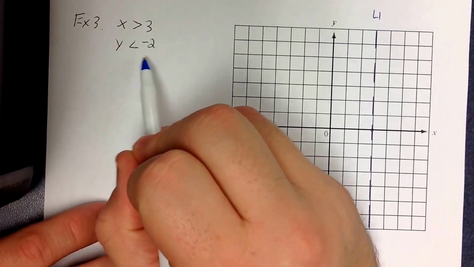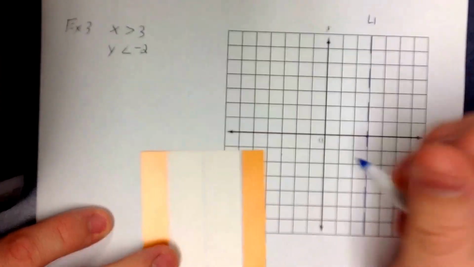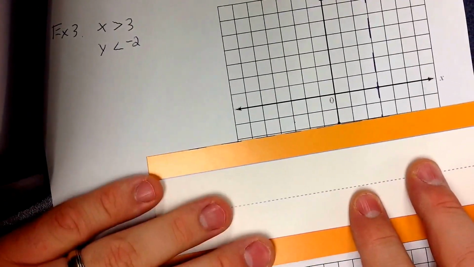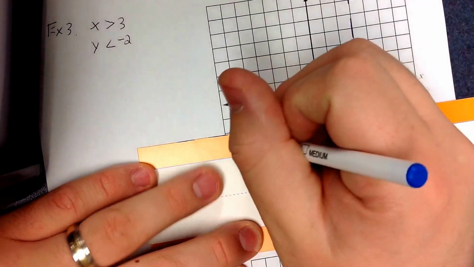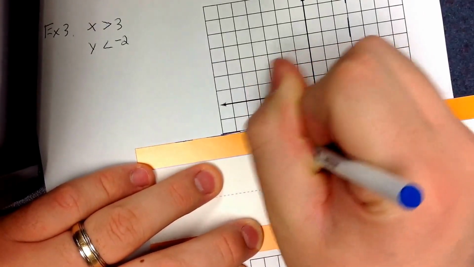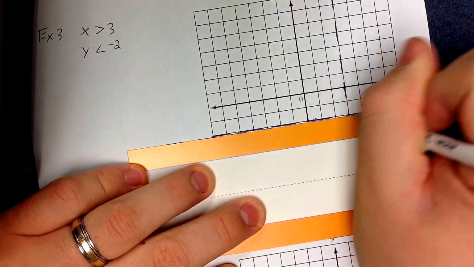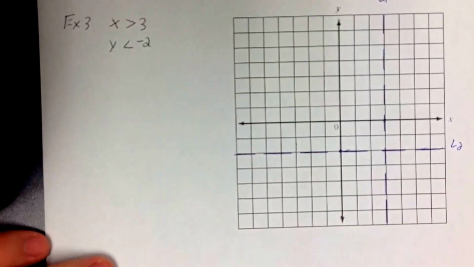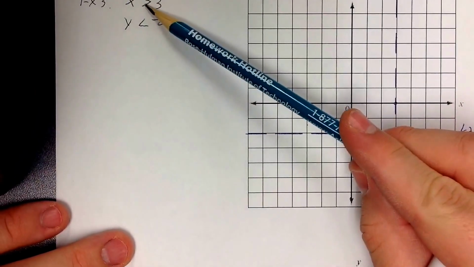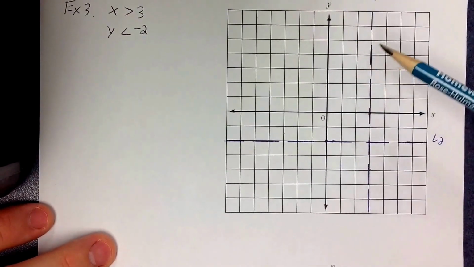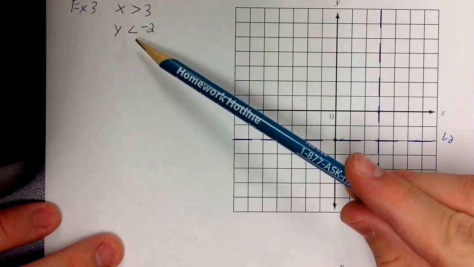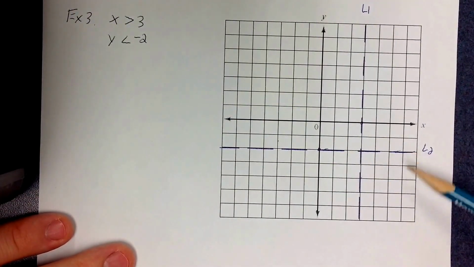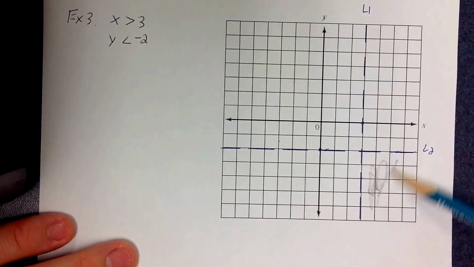Line 2 is a horizontal line because it's y. So we go down to negative 2, and we're going to have a horizontal line, and it's also going to be dashed. So that's line 2. Now our shading in this case needs to be above the first line, but since it's a vertical line, above means to the right, but below the second line because that's less than. So to the right of the first and below the second, so we're talking this small area down here.